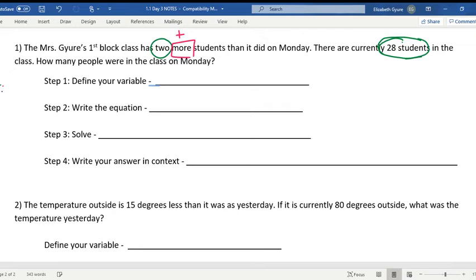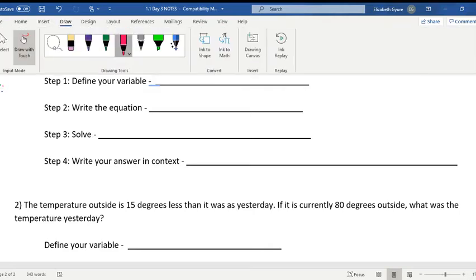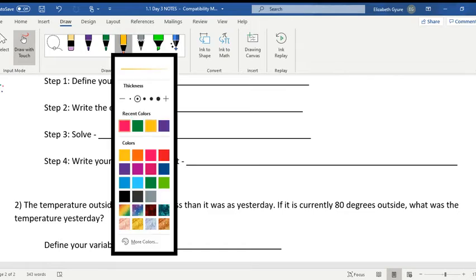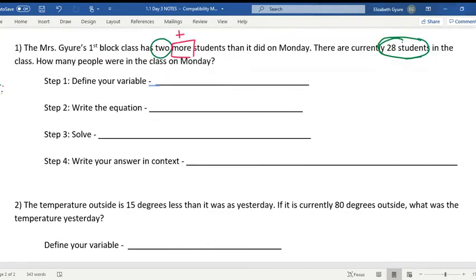Add. And I think that might be it as far as math action words. I don't see an "is" or anything, right? Okay, so then what's our question? What are we being asked to find? Yeah, we gotta know how many people were in the class on Monday. So we're trying to find the number of people, right?